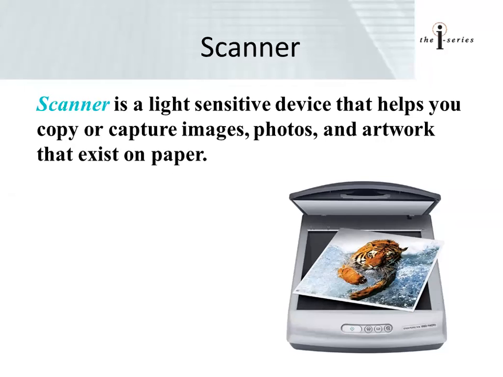It is to be transferred to the hard disk of the computer for further manipulation. How it works basically: in simple words, when you place the paper on a scanner, it captures all the text and sends it to the hard disk. So a scanner captures images from the source, which are then converted into a digital form that can be stored on the disk. These images can be edited before they are printed.